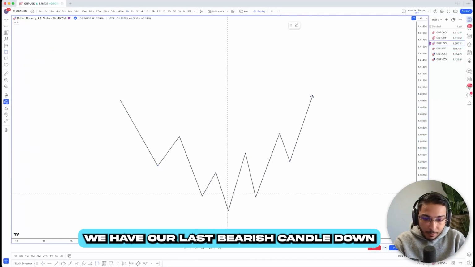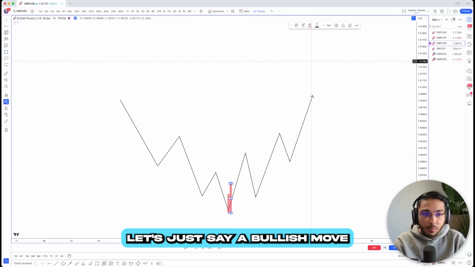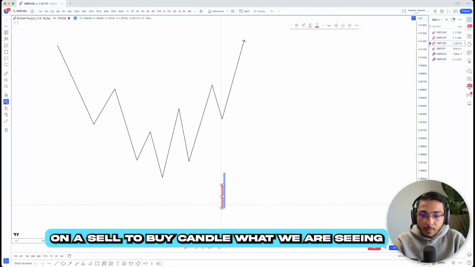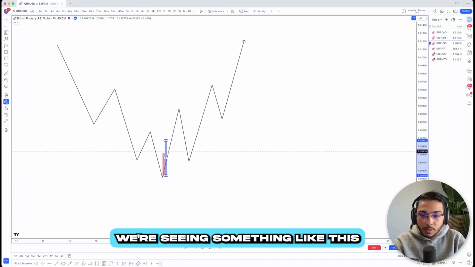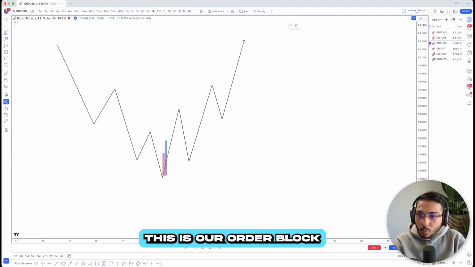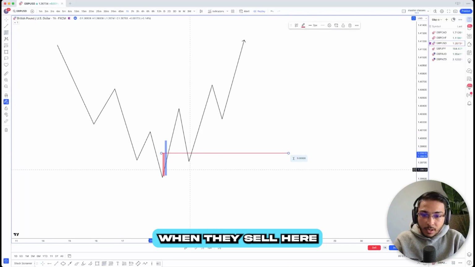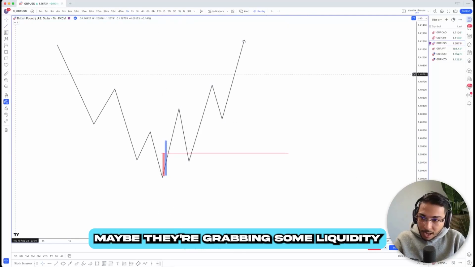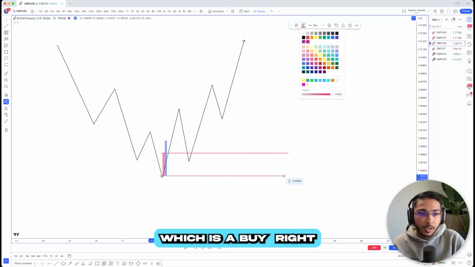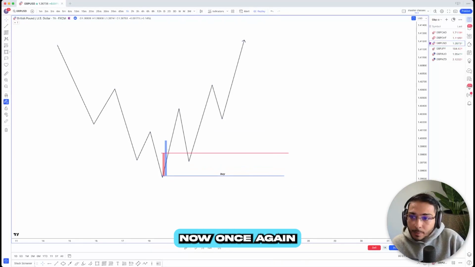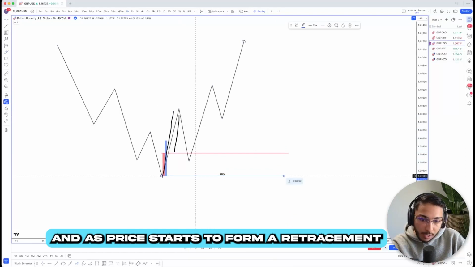A sell to buy example would be something like this: we have our last bearish candle down before price puts in, let's just say, a bullish move, right? On a sell to buy candle, what we are seeing is very simply put, something like this. This is our order block. This is where the sells come in. So they sell here. When they sell here, they're pushing price lower. Maybe they're grabbing some liquidity, whatever the case is, to put in their real position, which is a buy, right?